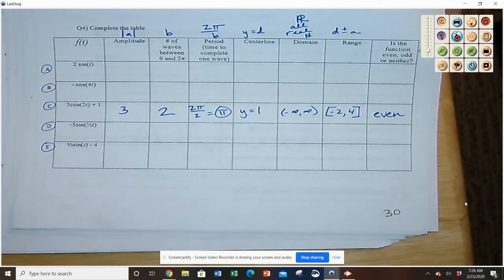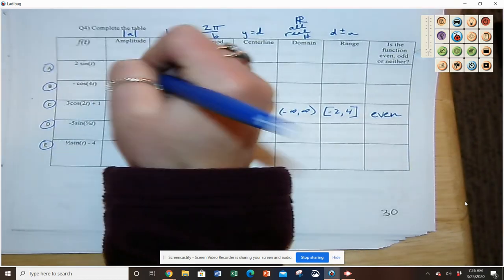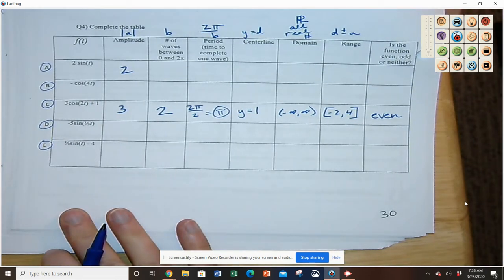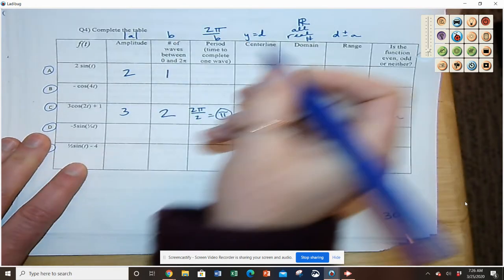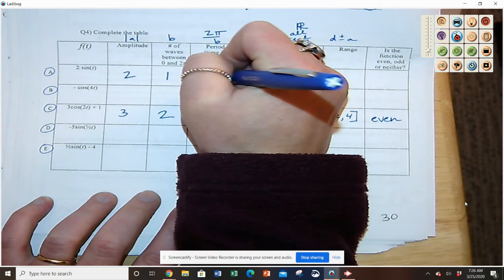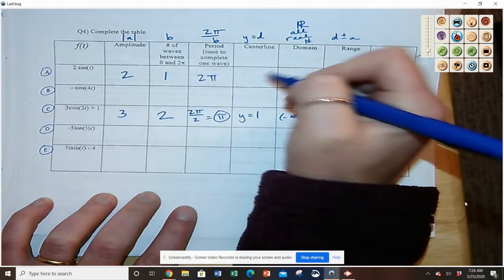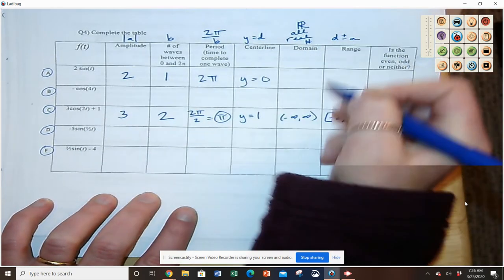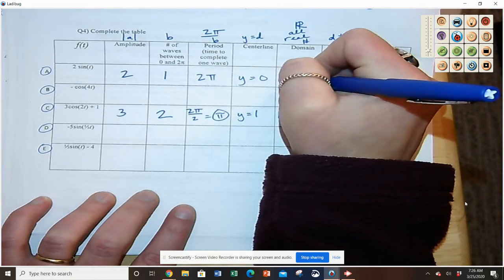Okay, let me go through and kind of talk through this. So you're going to have one wave between 0 and 2 pi. Your amplitude would be 2. Here, your period is like the parent, it's 2 pi. Your center line is going to be y equals 0. All of these have the same domain, so actually domain is great.